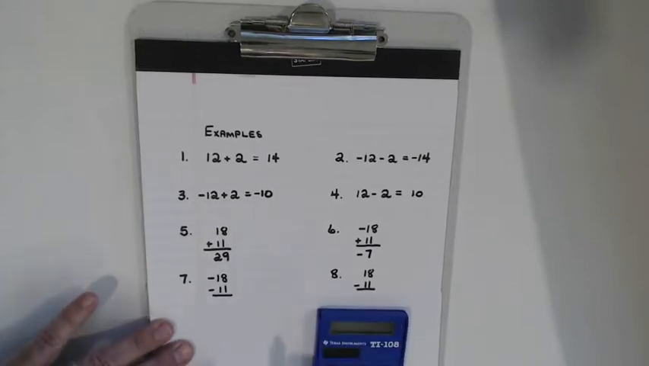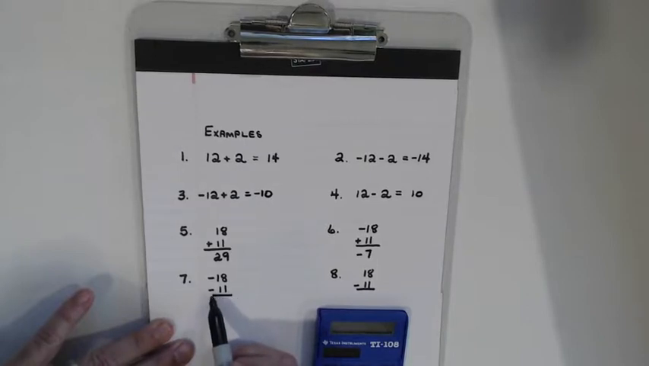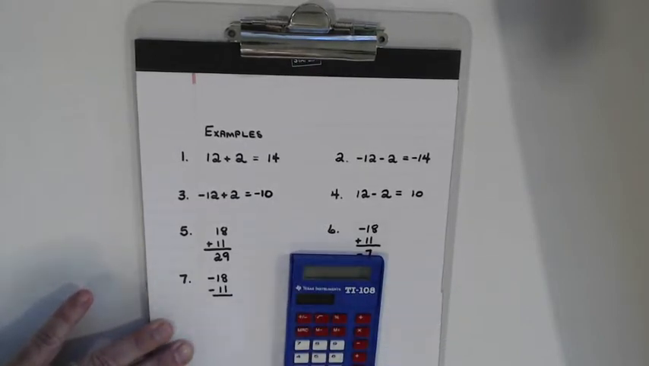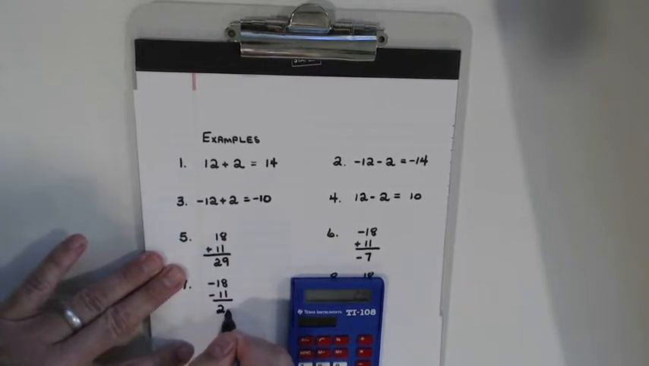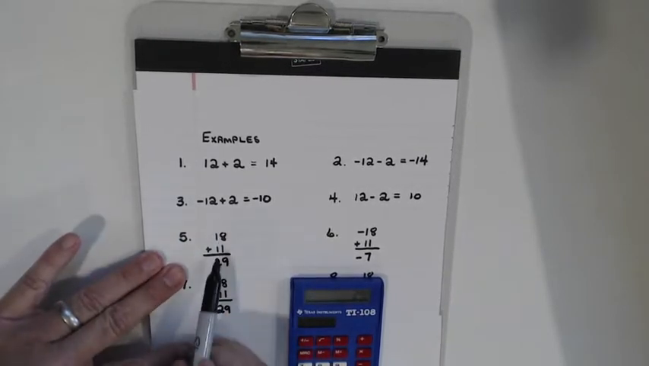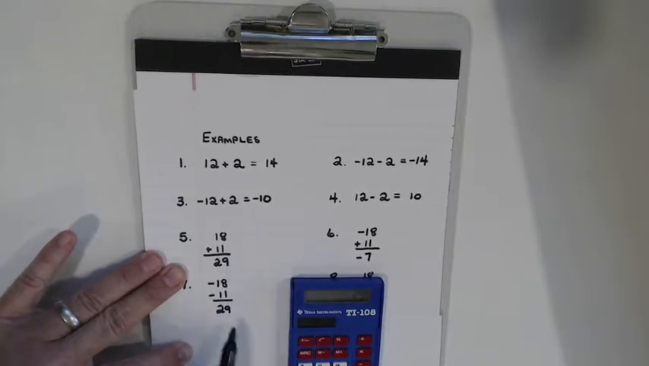If the signs are the same, what kind of 18 is this? Negative. What kind of 11 is this? Negative. The signs are the same. If the signs are the same, I add those together. 18 plus 11 equals 29. Is it going to be a positive 29 or negative 29? Well, if the signs are the same, I add them together just like I did, and I keep the sign, negative 29.